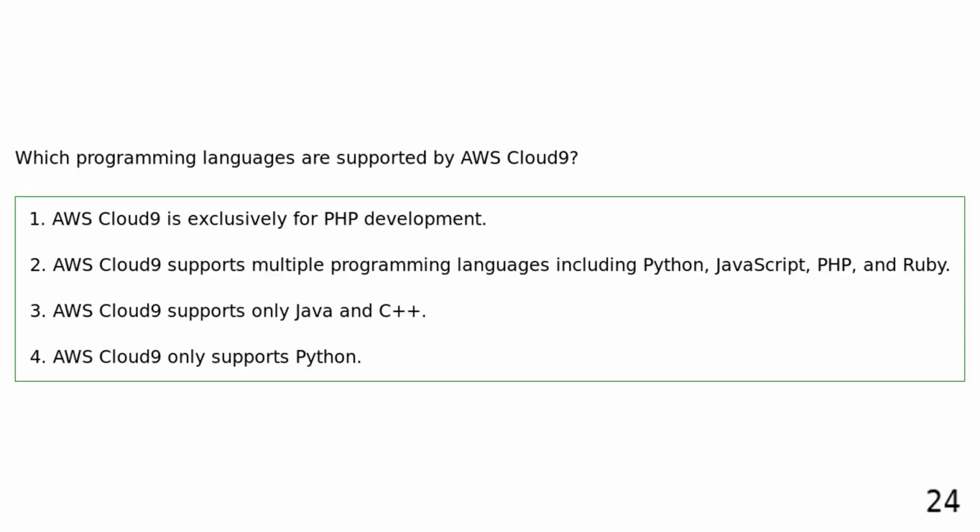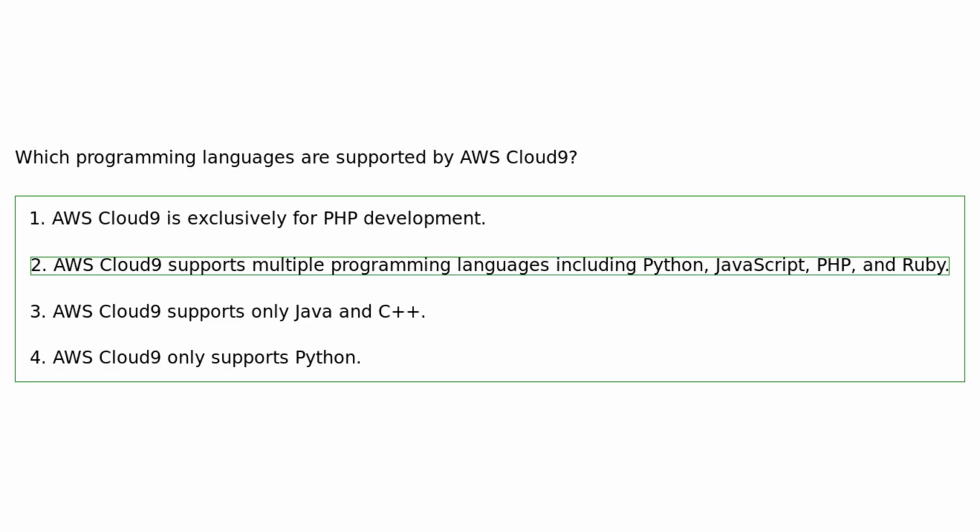Which programming languages are supported by AWS Cloud9? AWS Cloud9 is exclusively for PHP development. AWS Cloud9 supports multiple programming languages including Python, JavaScript, PHP, and Ruby. AWS Cloud9 supports only Java and C++. AWS Cloud9 only supports Python. AWS Cloud9 is versatile and supports various languages such as Python, JavaScript, PHP, and Ruby.